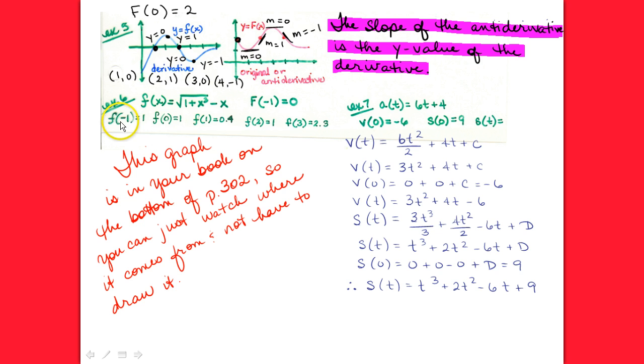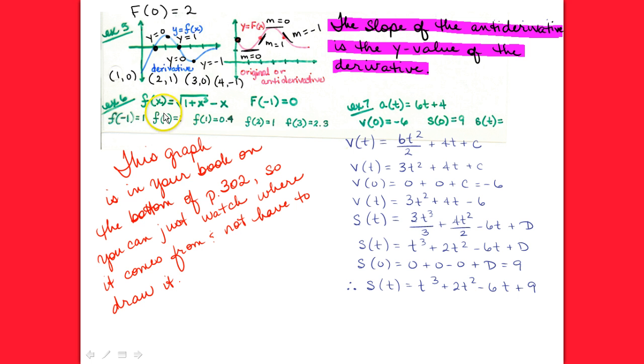I took and I plugged -1 into this equation. So -1 squared is 1. Square root of 1 plus 1 would be square root of 2. Plugged in -1, that's cubed. Sorry, can't read my own writing. So -1 cubed is -1. 1 plus -1 is 0, squared is 0, minus a -1 is +1.